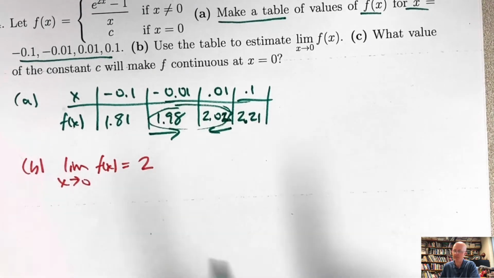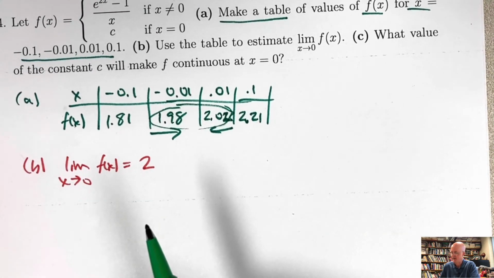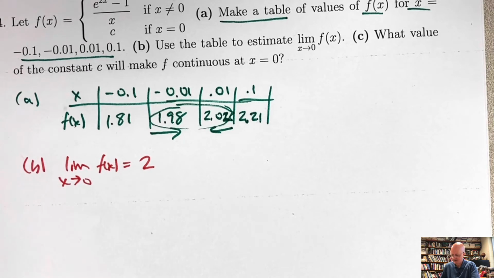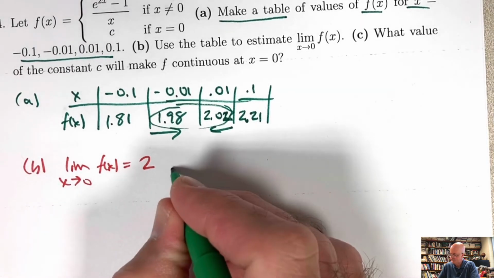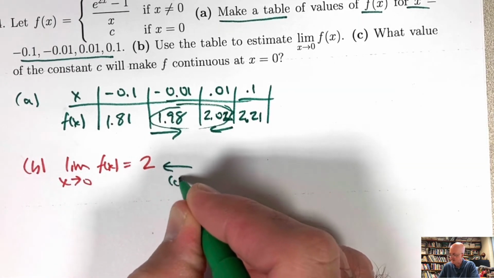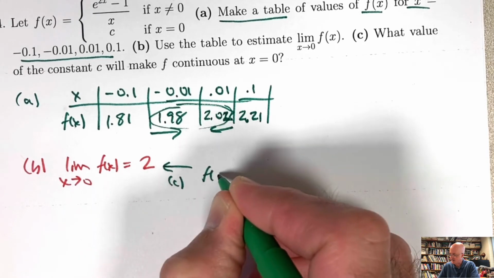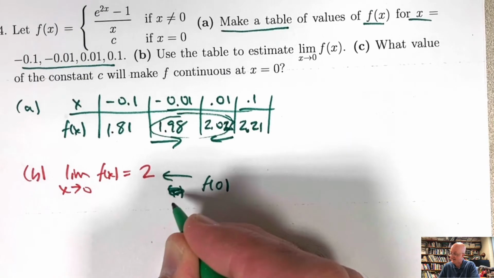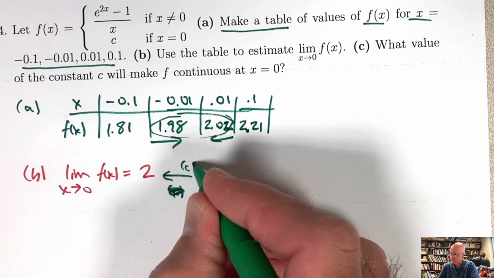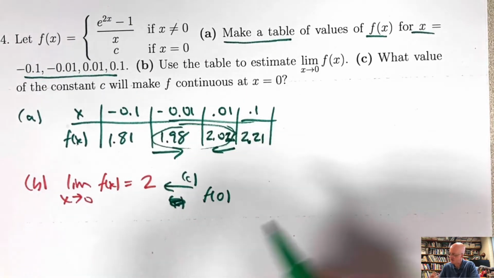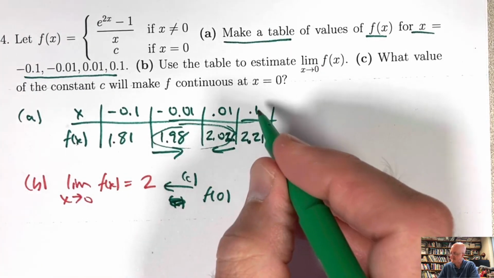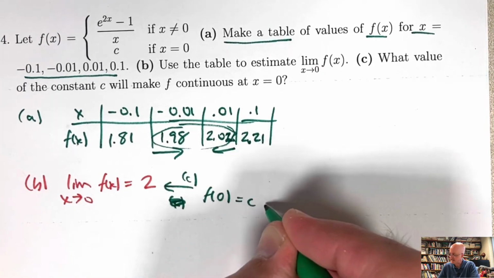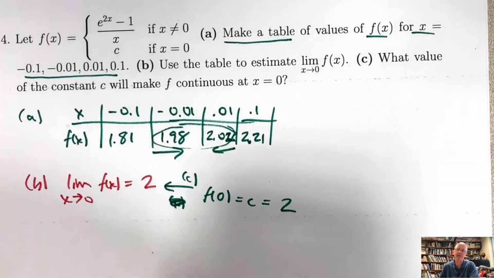This is something I've been emphasizing already in this video. And that is the answer to part C. For part C, you'd want f of 0, well, okay, for the value of c, yeah, I guess that is part C still. What value of the constant c will make the function continuous at 0? F of 0, which is c, does need to equal 2 to make the function continuous there.